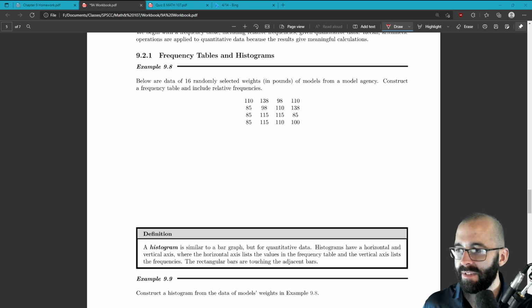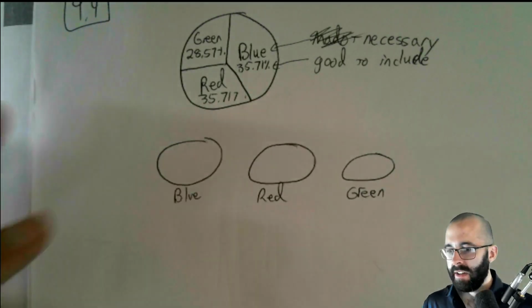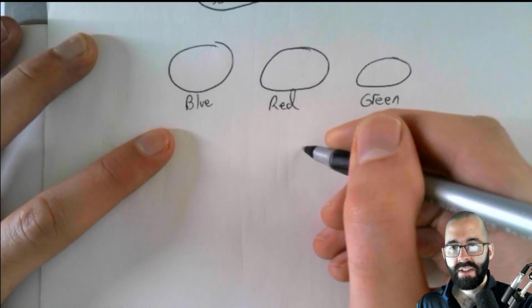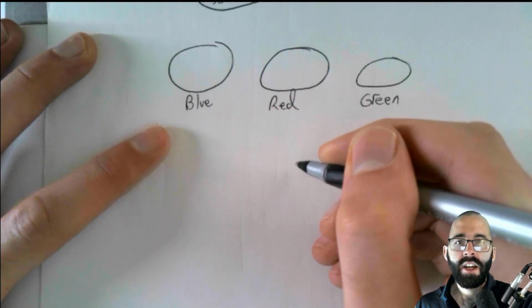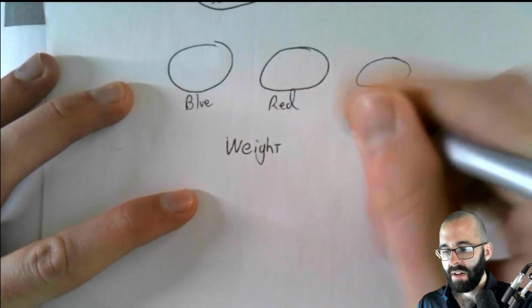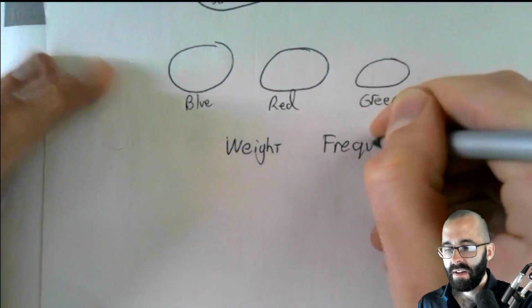So we're going to go over here and make our table. Normally it was the colors on the left and the frequencies on the right. But now we don't have colors, right? We have weights on the left and frequency on the right.